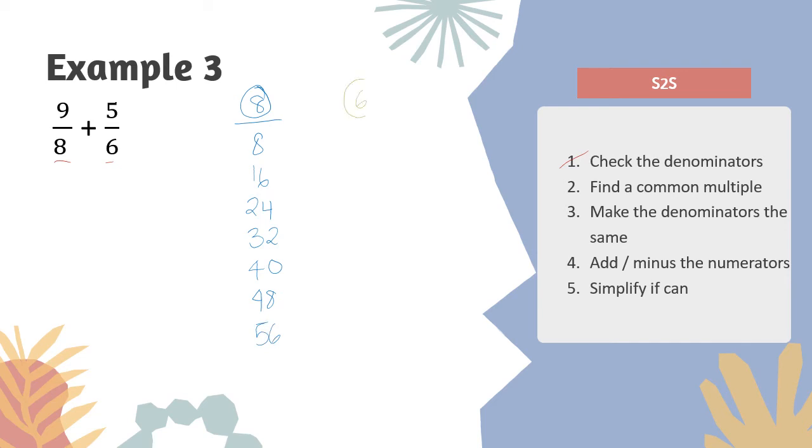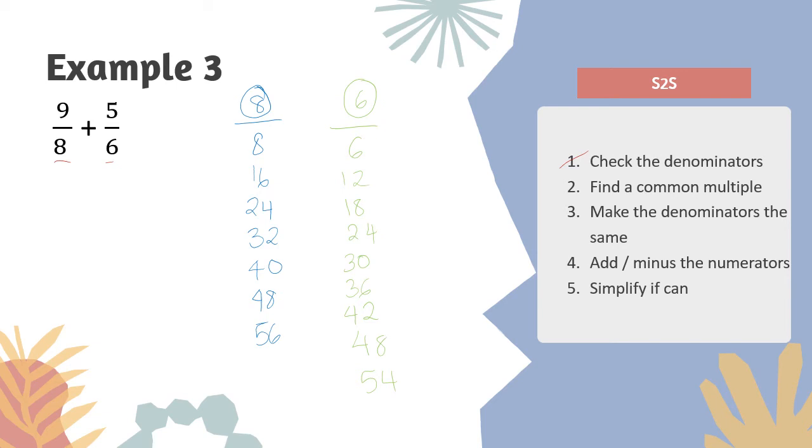Multiple of 6. 1 times 6 is 6, 2 times 6 is 12, 3 times 6 is 18, 4 times 6 is 24, 5 times 6 is 30, 6 times 6 is 36, 7 times 6 is 42, 8 times 6 is 48, 9 times 6 is 54. Right, let's just stop there.